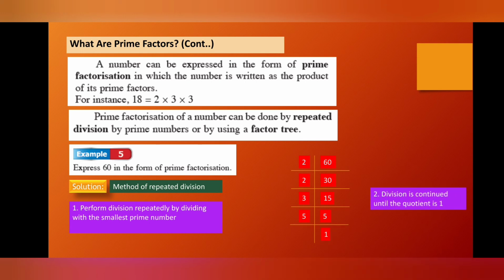You do the division until the quotient is 1. Repeatedly doing the division until the quotient is 1. And remember, you must divide with prime numbers starting from the smallest prime number. Thus 60 equals 2 times 2 times 3 times 5, reading the numbers from the left.